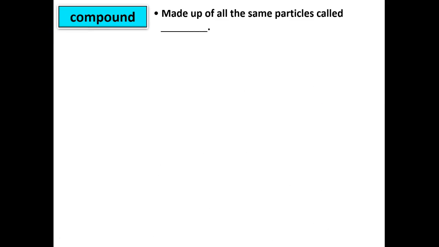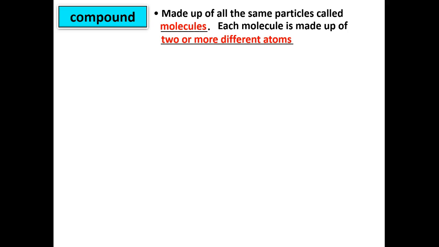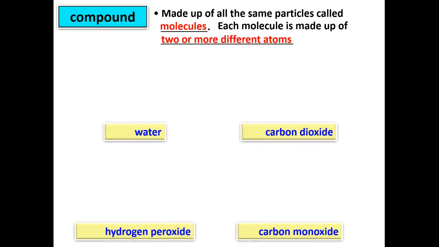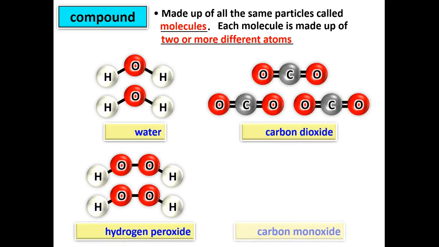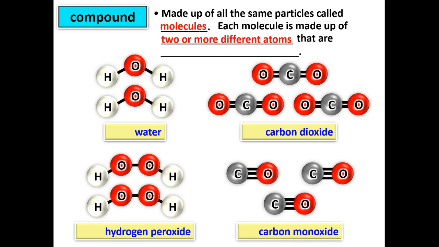So if it's not an element, it could be a compound. These are made up of the same particles called molecules. So each molecule is made up of 2 or more different atoms. So we get some different elements in here. So here we have some examples. We've got water, carbon dioxide, hydrogen peroxide, carbon monoxide. These are all molecules that are made up of 2 or more different atoms, but they are combined in fixed proportions. So you're always going to find water, and it's always going to be H2O, that fixed proportion.